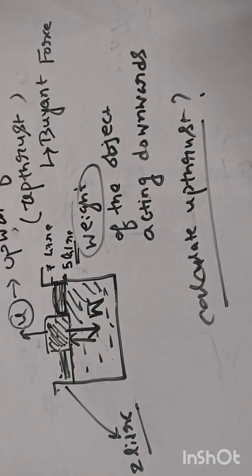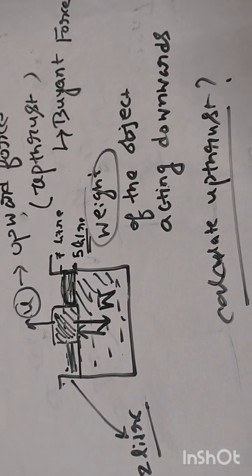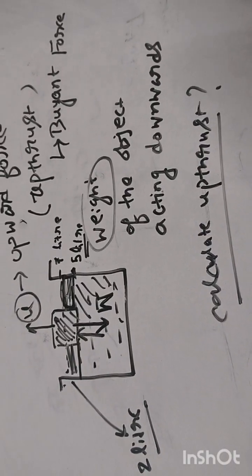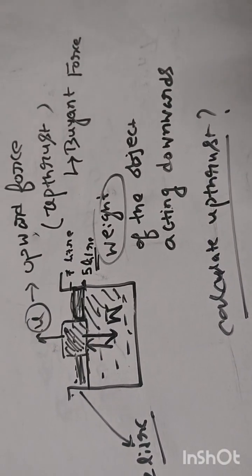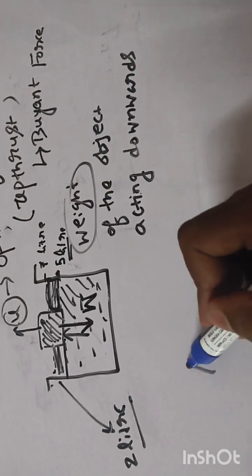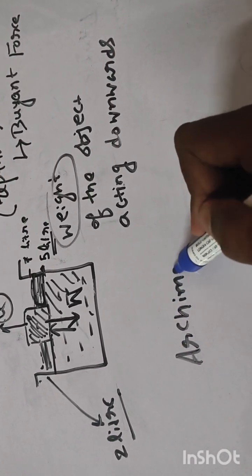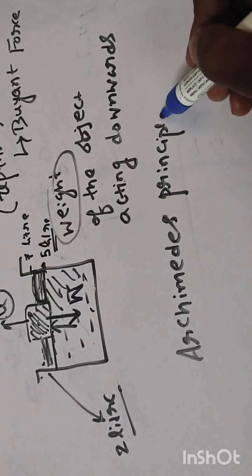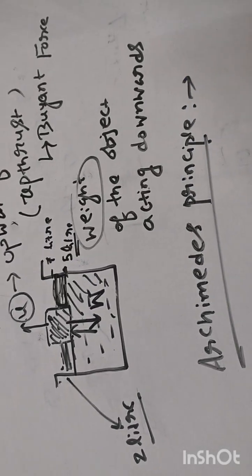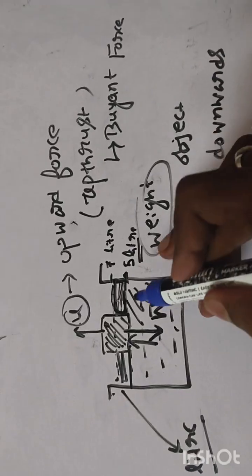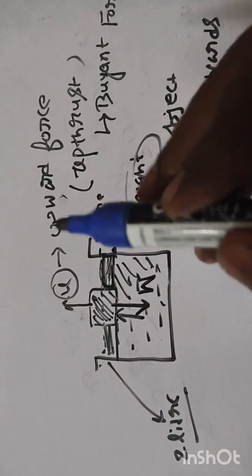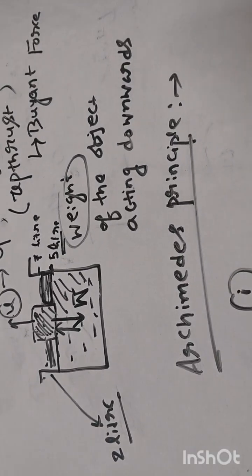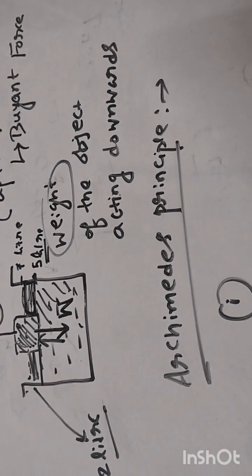Can you do that? Yes, we can do that by a principle, that is Archimedes principle. Which principle? The principle of Archimedes. What is Archimedes principle saying? Archimedes principle is saying that whenever the weight is acting downwards, and when the object is... First, how to remember Archimedes principle?